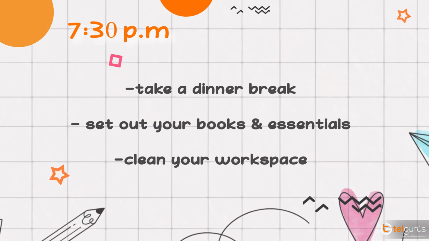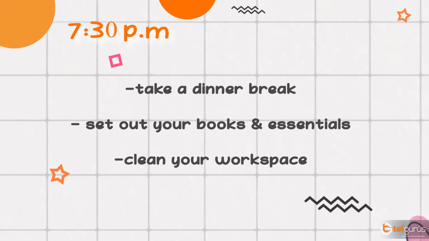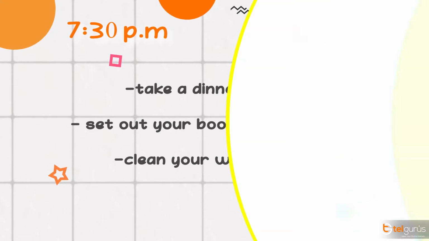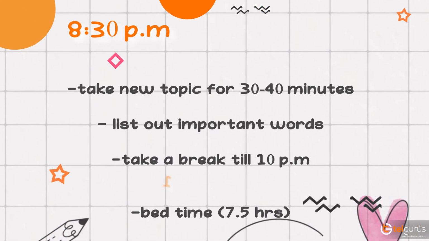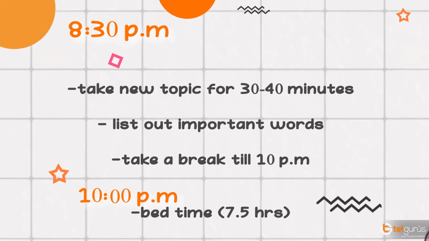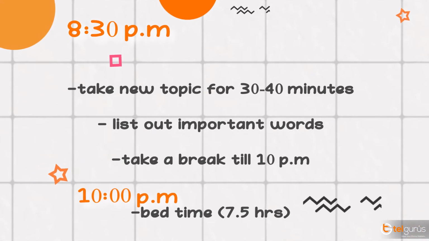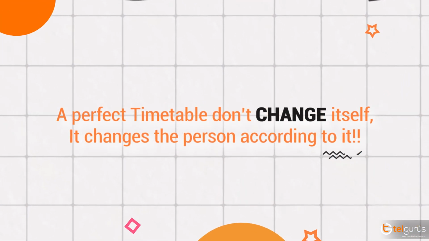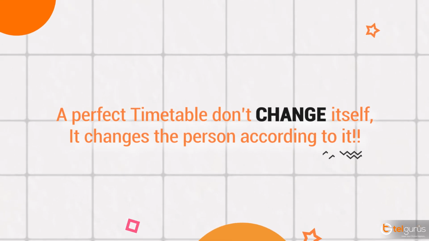At 7:30 p.m., take a dinner break. Arrange your books. Clean your workspace. At 8:30 p.m., take a new topic for 40 minutes. List out important words. And finally, at 10 p.m., it's bedtime. A perfect timetable doesn't change itself, it changes the person according to it.